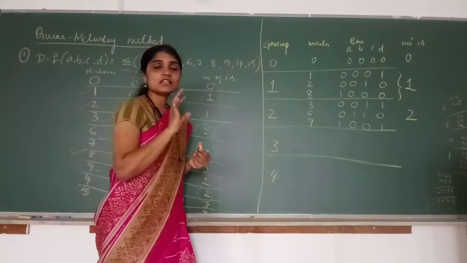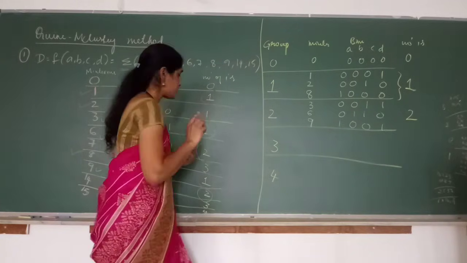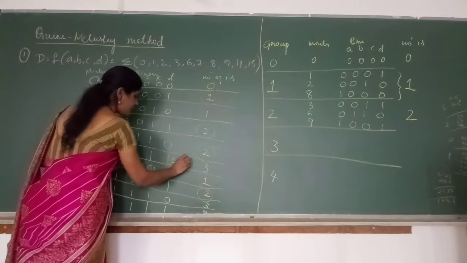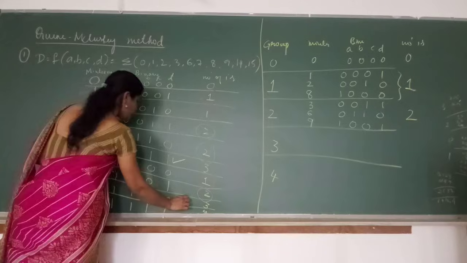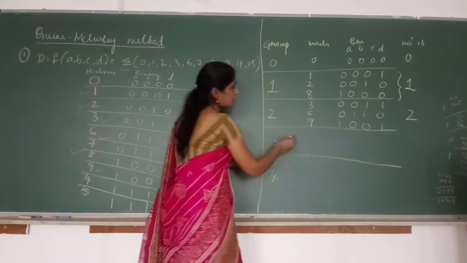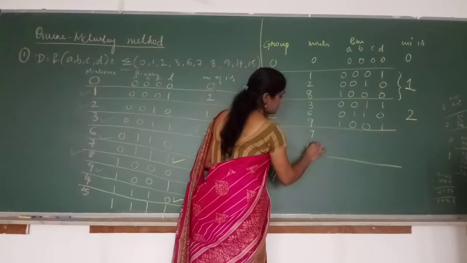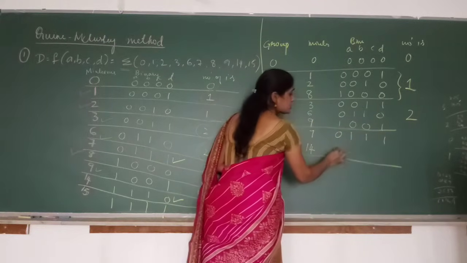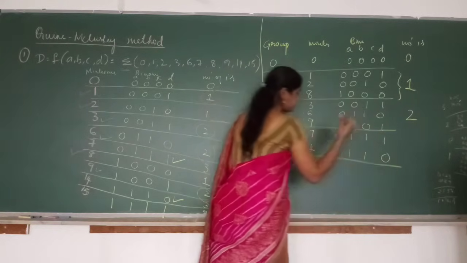What is group 3? The mean terms that contain 3 ones. Which are the mean terms that contain 3 ones? Mean term 7 and mean term 14. So group 3 is mean term 7 and mean term 14. 7 is 0, 1, 1, 1. 14 is 1, 1, 1, 0.